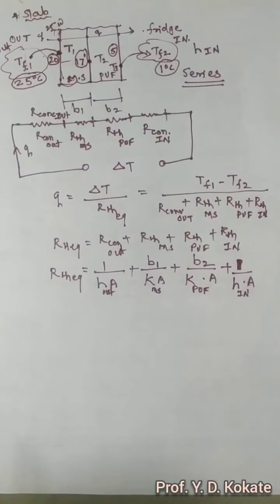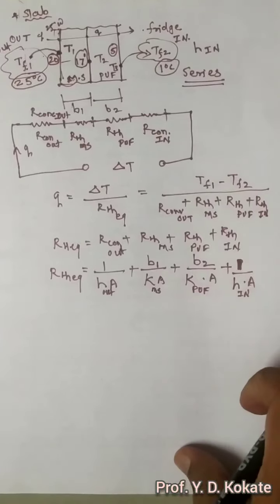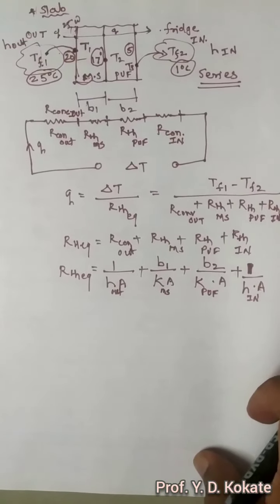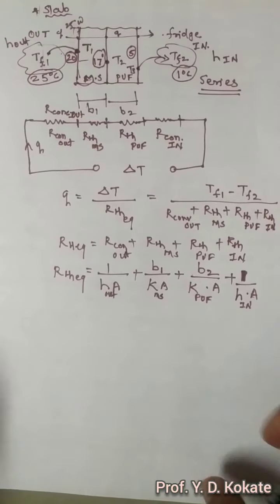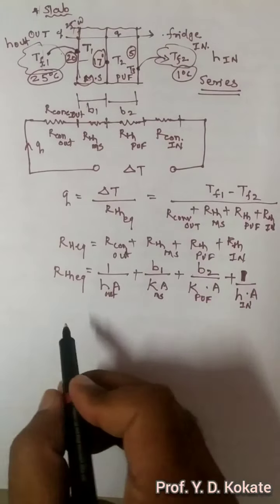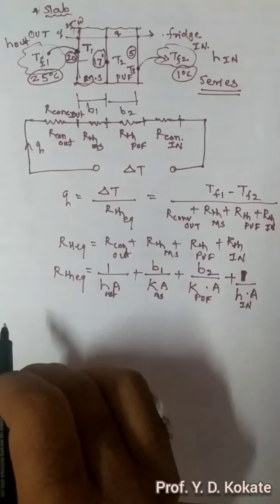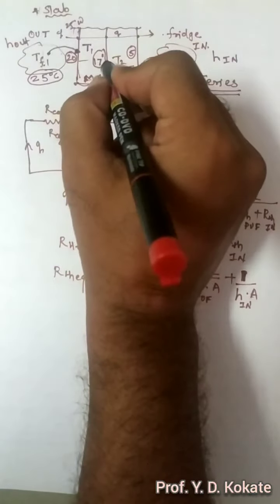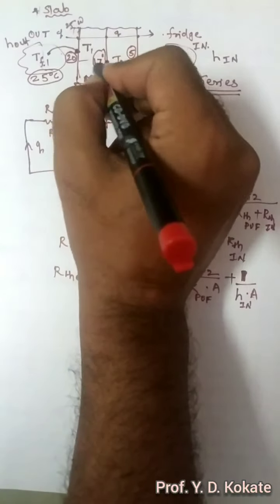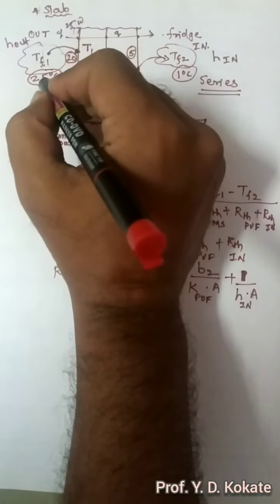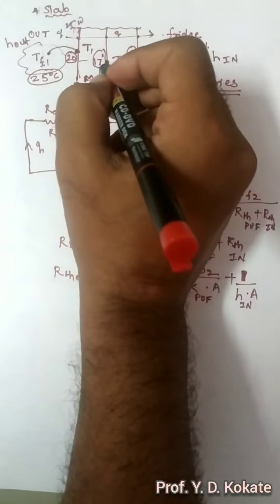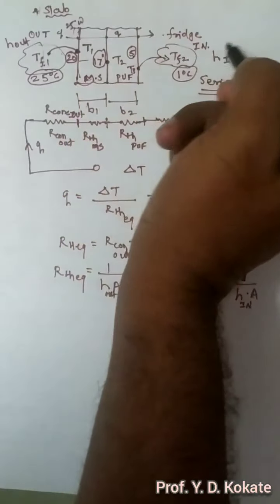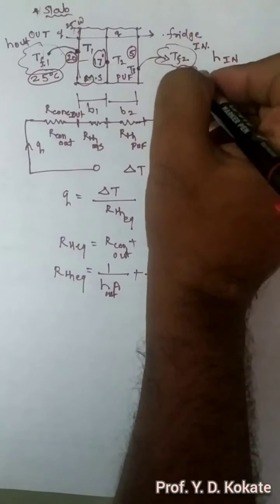Like this we can solve the problem of your slab. Okay, now once you find out this Q, heat transfer, then you will also be able to find out the temperatures. Right now I am noting the temperature: here it is 25, here 20, here 70 degrees Celsius, here 5, and here let's say 1 degree Celsius.